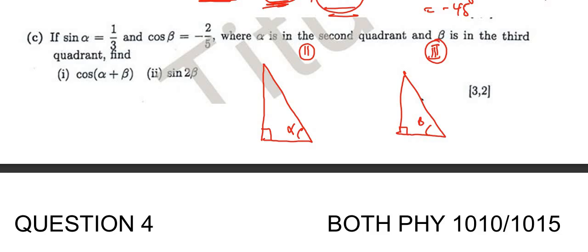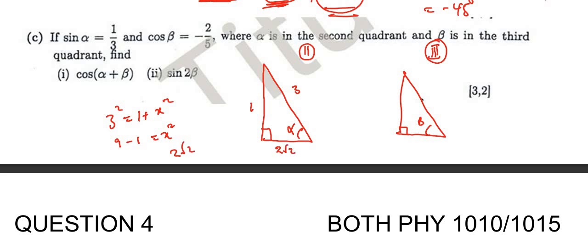So sine alpha is equal to opposite over hypotenuse, so this is going to be 3 squared is equal to 1 plus, let's say, x. This will be 9 minus 1, which is 8, square root of 8. So this is just going to be 2 root 2. So this is 2 root 2 there.